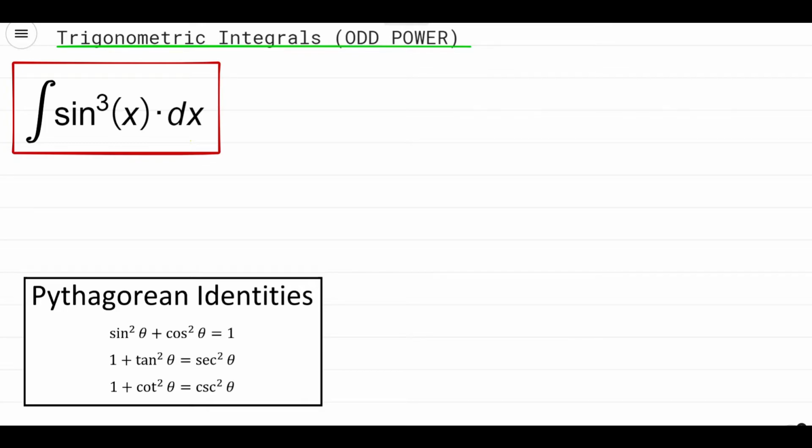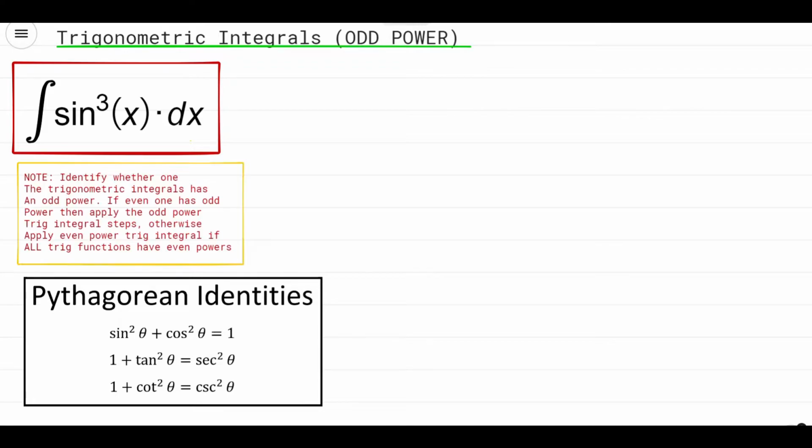Trig integrals, we have two types of cases, as mentioned in the instructional. We have either odd powers or we have even powers. So the key is, I do want you to make a note of this. Identify whether the trig integral has an odd power.